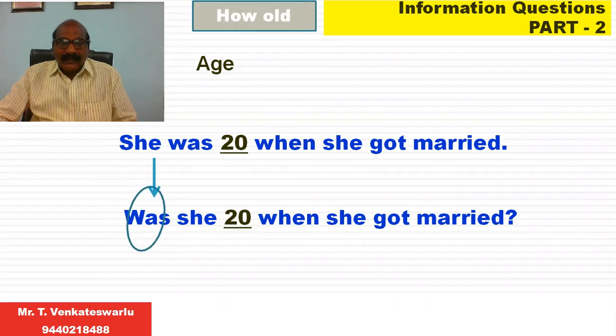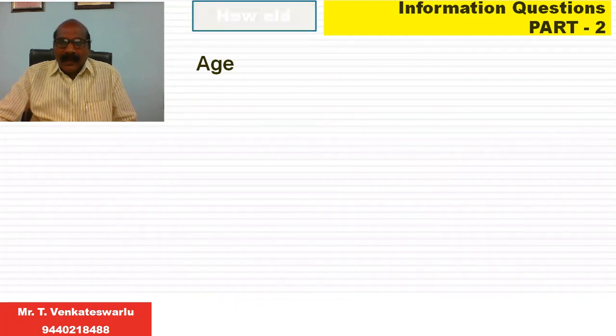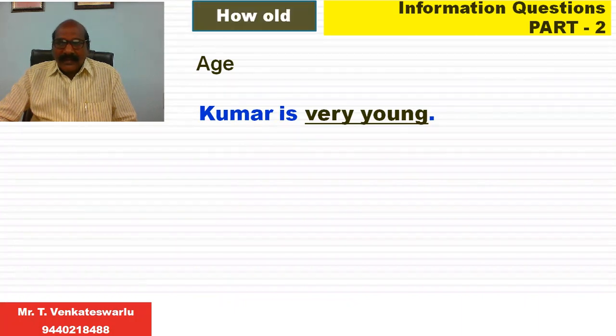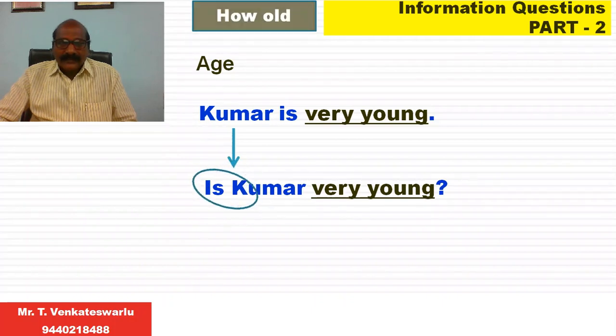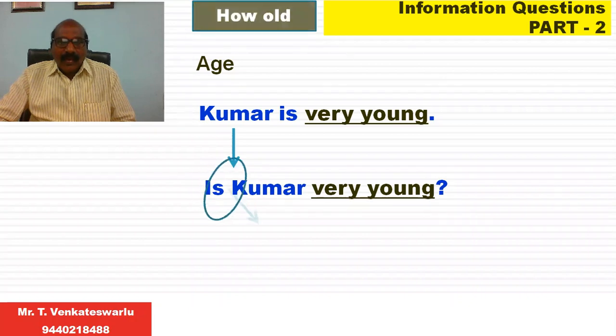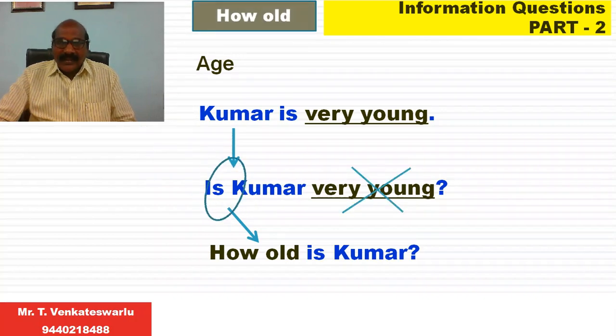And the underlined part refers to some age. So we have to begin the question with how old. How old was she when she got married? And the underlined part is deleted. Another example. Kumar is very young. To change it into a yes or no type question, we simply invert the subject and the verb. Is Kumar very young? And the underlined part, very young, refers to some age. So we have to begin the question with how old. How old is Kumar? And the underlined part is generally deleted.